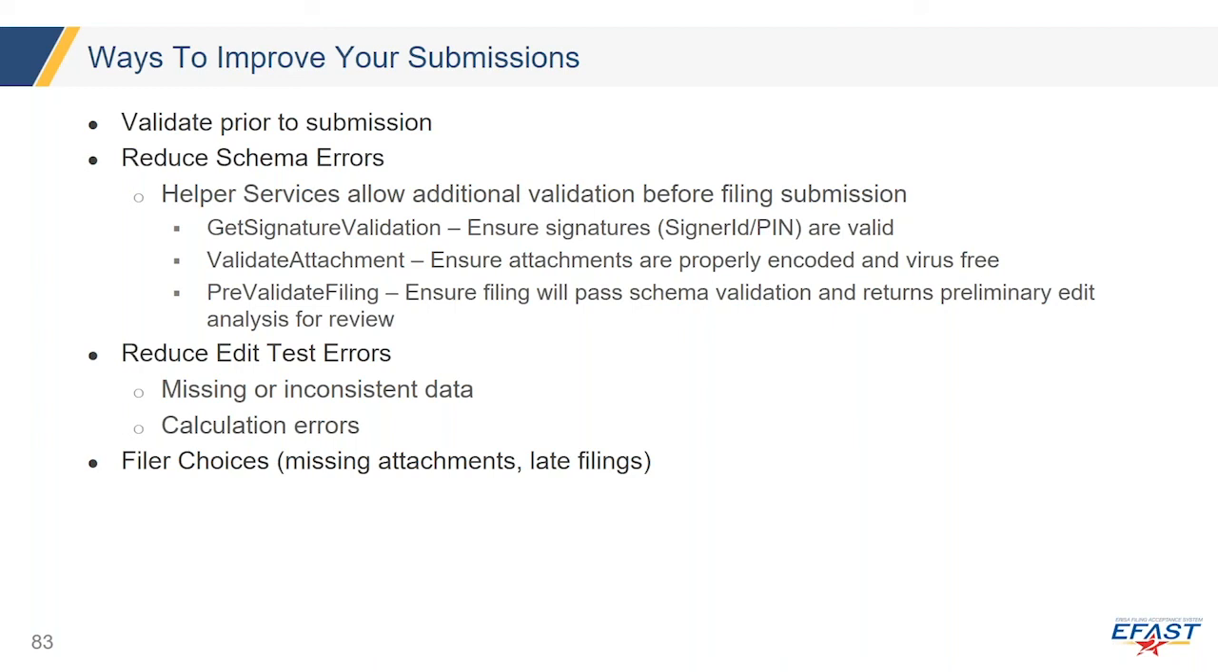We actually have made a lot of headway in the last year. All of those three helper services have had significantly increased usage. The pre-validate filing has more than doubled, and the validate attachments and signature validation have had several percentage point increases in usage, and that has led to between 30 and 70% reduction in overall error rates. So that is a win.